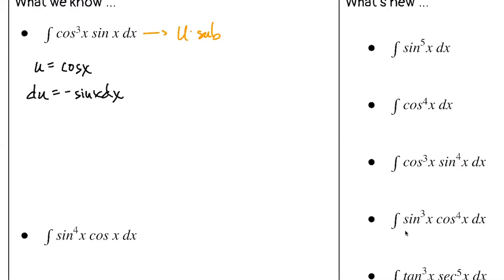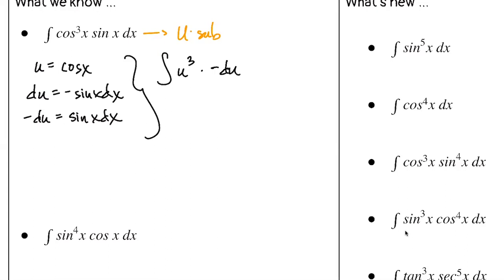I have a sine x, but not a negative sine x, so I'm going to divide that negative to the other side, and I'll get this. Now, when I substitute all of this into my integrand, I end up with the integral of u cubed times negative du. That negative is really a negative 1, so I can bring it out in front of my integral. I end up with negative the integral of u cubed du.